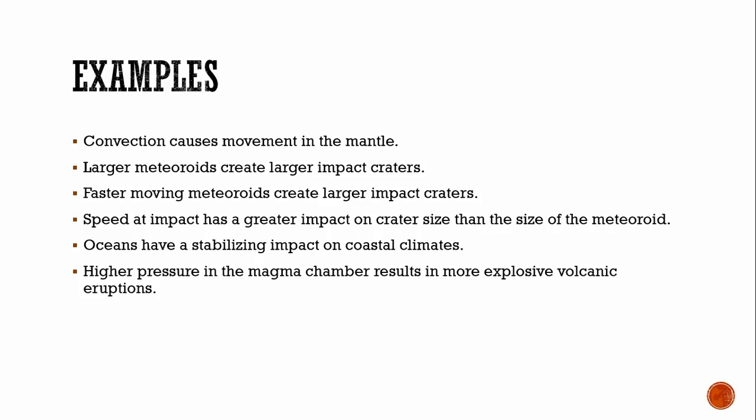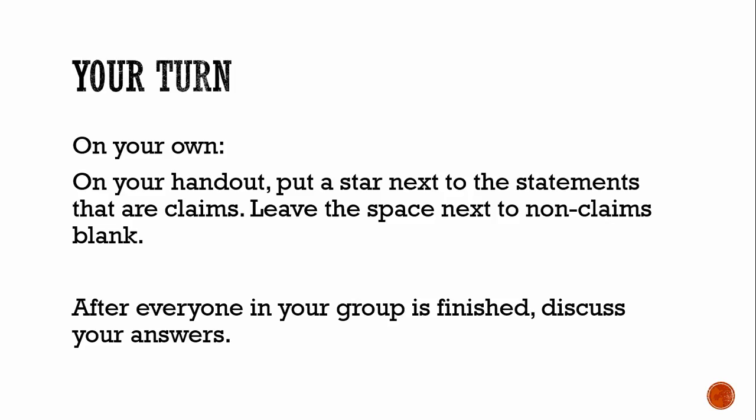Oceans have a stabilizing impact on coastal climates. We can look at the climate, the changes in climate at the same latitude, at the same elevation, and we can look at close to water and far away from water, and we can see what influence that has. Higher pressure in the magma chamber results in more explosive volcanic eruptions. Once again, you see there's no numbers in these examples. There shouldn't be any numbers. It should all be back to a larger concept.